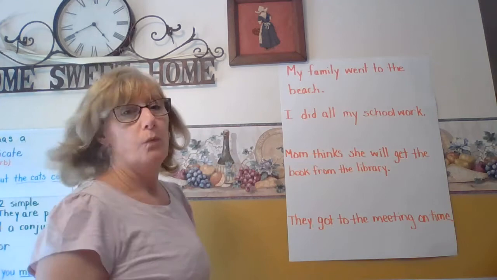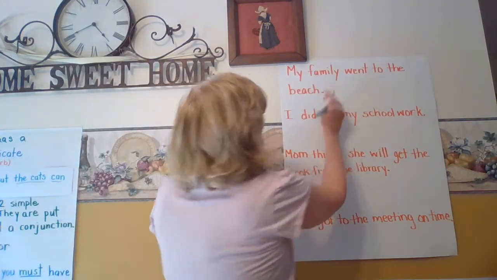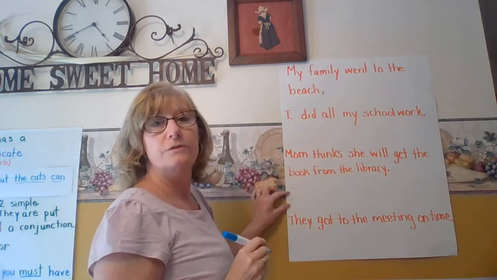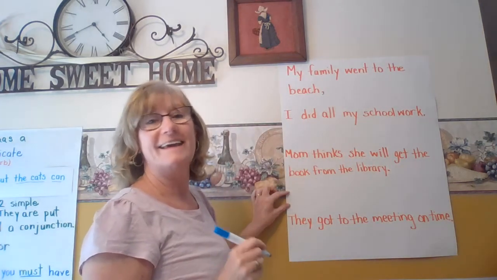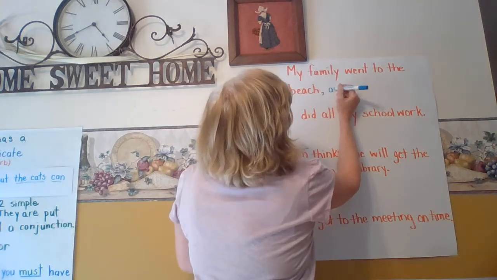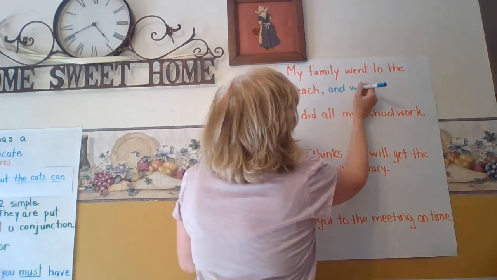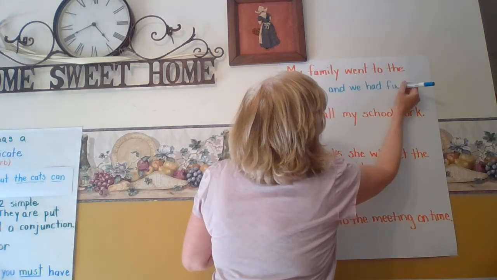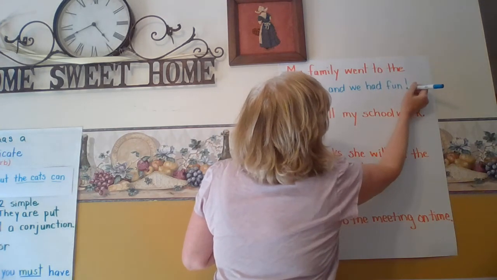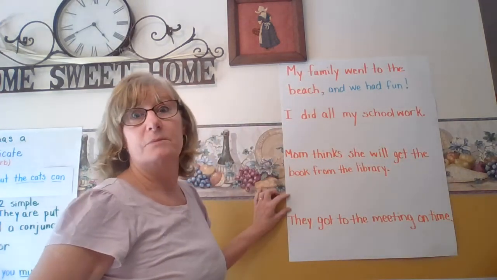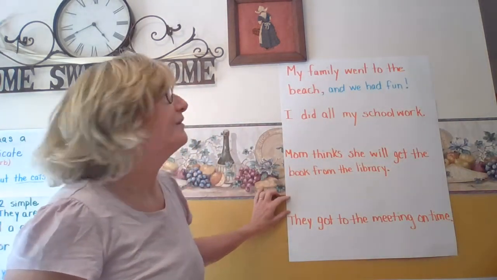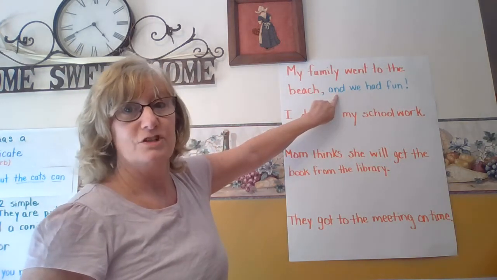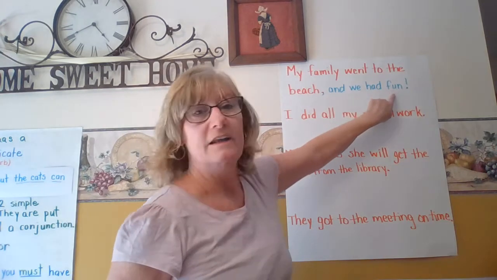My family went to the beach. I'm going to change that period to a comma, and this time I'm going to use the conjunction and. And we had fun. I'm going to end that sentence with an exclamation point because I would love to be at the beach right now. My family went to the beach and, conjunction, we had fun.